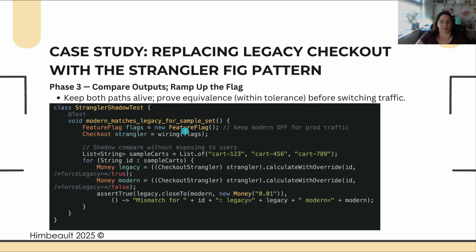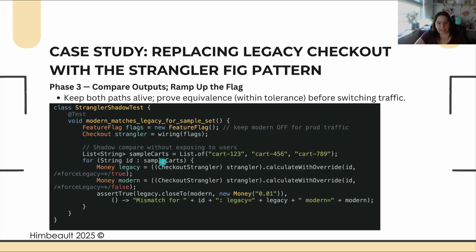Okay, so we have our flags here, and we can keep our modern off for production traffic, right? That allows us to say if we're going through production, keep using the old stuff. Only now, when we want to wire everything up in our test situation, we can appropriately use our modern container if we need to.